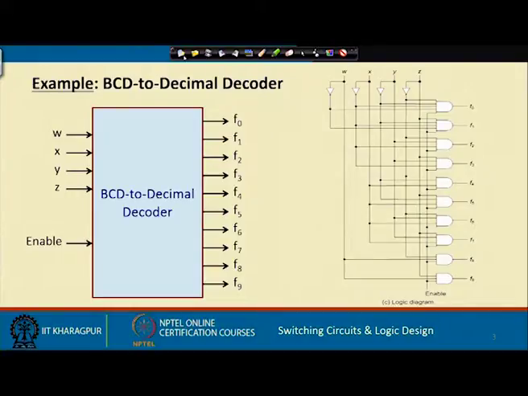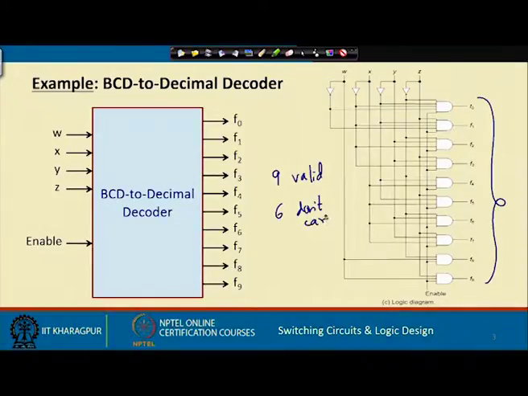And of course, the final realization we have shown is after minimization, because you see in this case among the inputs there are 9 valid inputs and there are 6 don't cares.